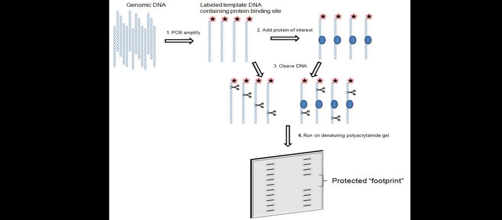First, we take the genomic DNA and amplify it by PCR to form the labeled template DNA containing the protein binding site and the protein of interest. Here we can see that proteins are attached to the labeled template DNA. Third step, we cleave the DNA. Fourth step, the cleaved DNA is run on polyacrylamide gel. We can see the protected footprint.